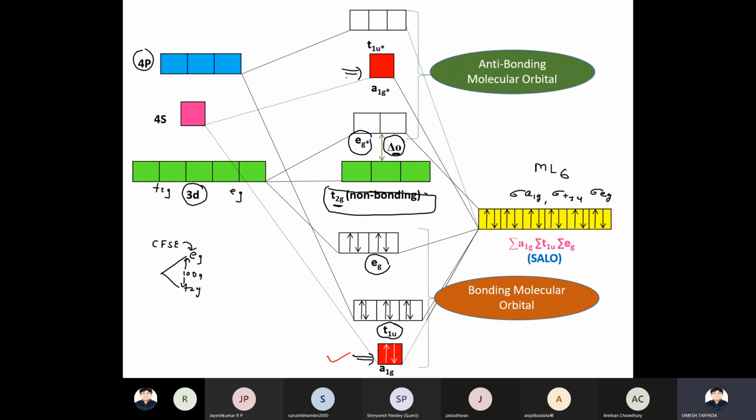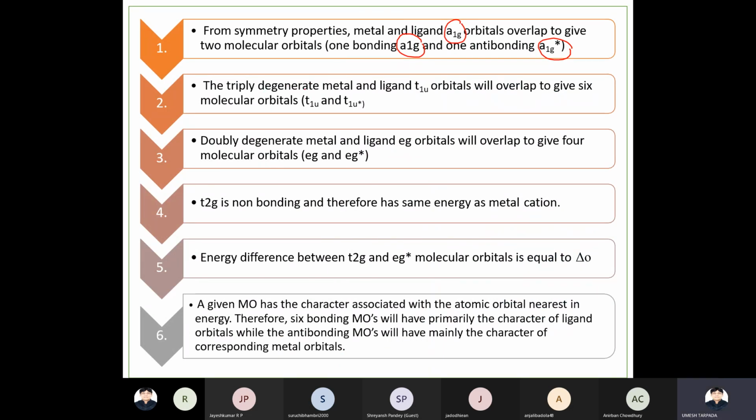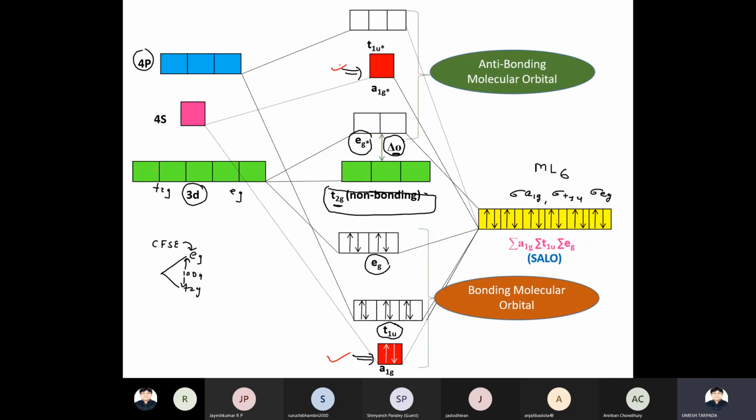Okay, A1G gives A1G and A1G star. Second step is the triply degenerate metal and ligand orbital, that is the T1U set. They get overlap to give again two orbitals. One is bonding, another is anti-bonding. Look at here, this is the bonding, and this is the anti-bonding.